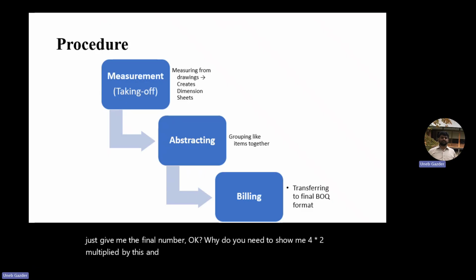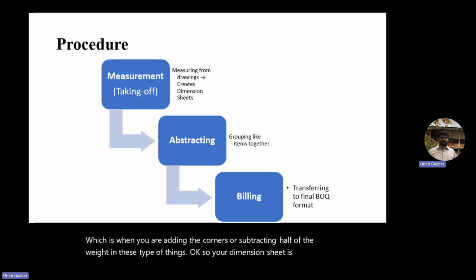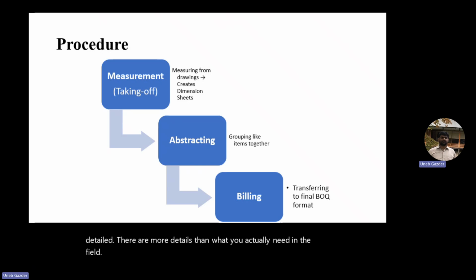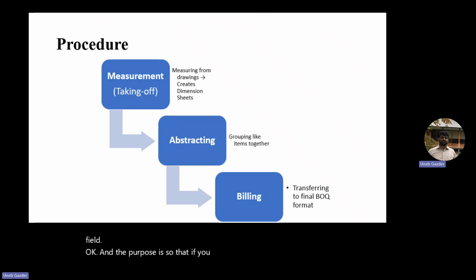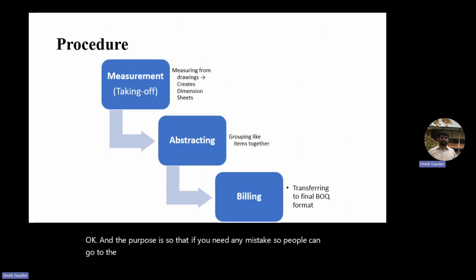And in the dimension sheet, we also do waste calculation, right? Which is when you are adding the corners or subtracting half of the weight and these types of things. So your dimension sheet is very detailed. There are more details than what you actually need in the sheet, and the purpose is so that if you make any mistake, people can go to the dimension sheet and check where the mistake is.